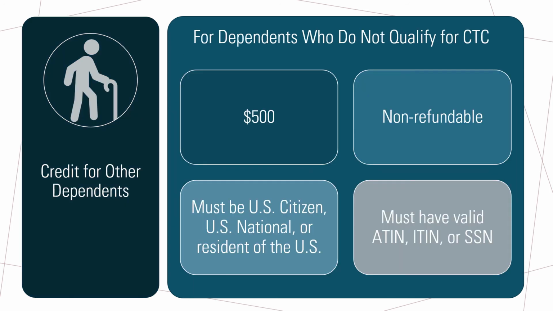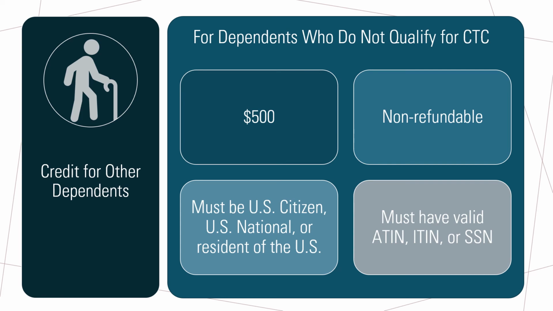Now, there are a lot of dependents that don't qualify for the child tax credit. Certainly, we have our qualifying children who are over the age of 17, and we have our qualifying relatives. In that case, there is the credit for other dependents. And in order to qualify to get the credit for other dependents, the dependent must be a U.S. citizen, a U.S. national, or resident of the U.S., so that's the same.